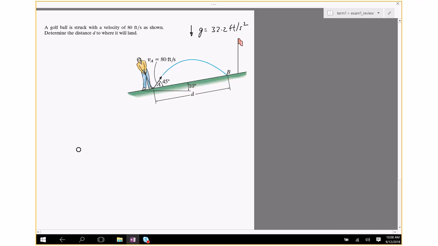on Blackboard. So if you solve this, you can go to the next one. If you go to the lectures folder, scroll all the way down, you'll see term exam 1 review, and the questions are posted there.